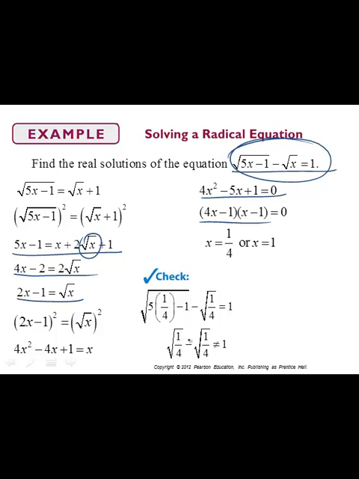So you have the square root of 1/4 minus the square root of 1/4, which is 0. And that's not equal to the 1, which was the right-hand side. So we can see that 1/4 is not a solution.